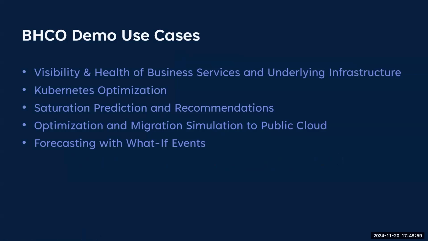17 use cases, but we're going to focus on these 5 different use cases, which are one, get an understanding of where you're at. So getting full visibility across the different infrastructure components, but also the overall health of your applications or business services. He's going to do a Kubernetes optimization modeling scenario. He's going to show you how we can automatically show you where you might be saturated and what recommendations are to alleviate that saturation. And then we're going to do a simulation of migrating to the public cloud from an on-prem environment for an entire business service.